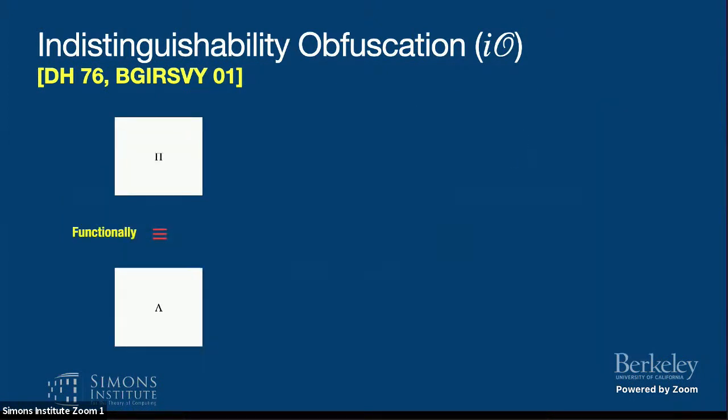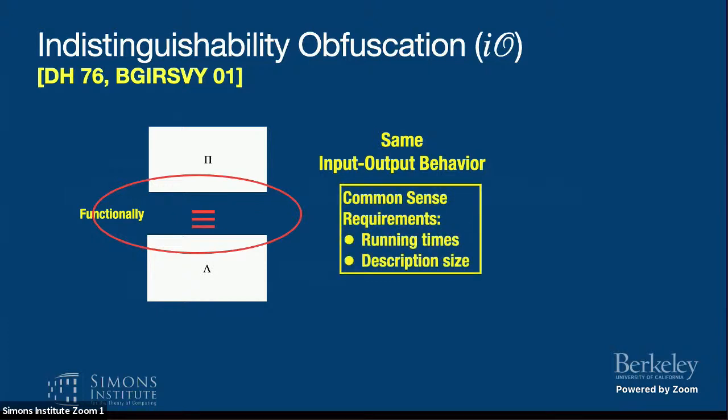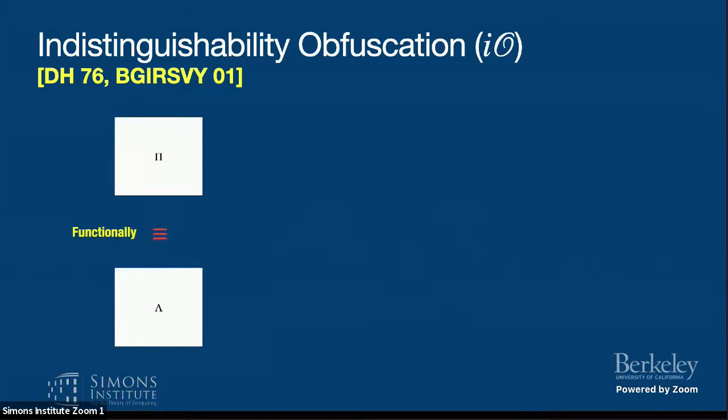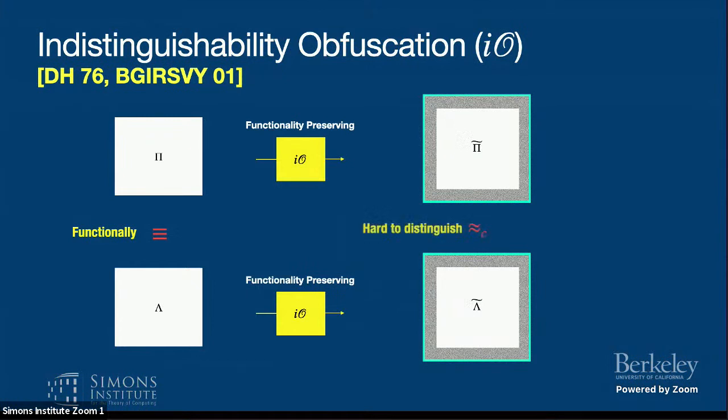Think of two programs, pi and lambda, and let's say they satisfy this premise of being functionally equivalent. What does functionally equivalent mean? It means that these two programs have the same input-output behavior, and they also have the same circuit size. This is just a common sense requirement. But what could be different? The difference could be how they are actually implemented, their gate topology and so on and so forth. So what IO says is that if you have two programs, pi and lambda, satisfying this premise, once I IO them, what I should get are two programs that are hard to distinguish or tell apart by a computationally bounded or polynomial time algorithm. Just this basic guarantee. So in a sense, it's hiding implementation differences.